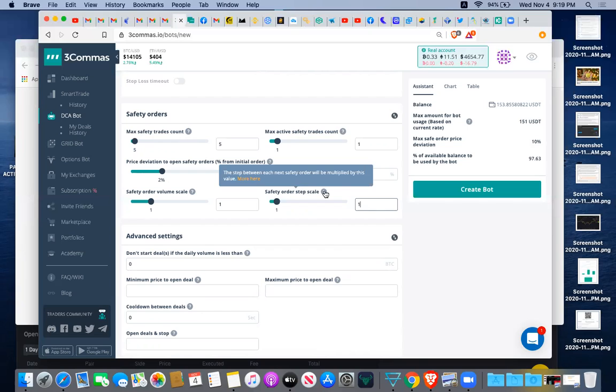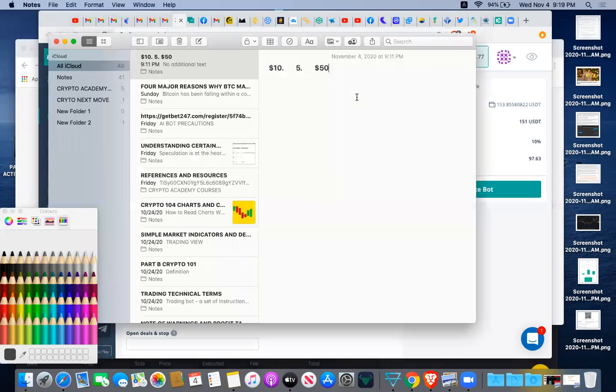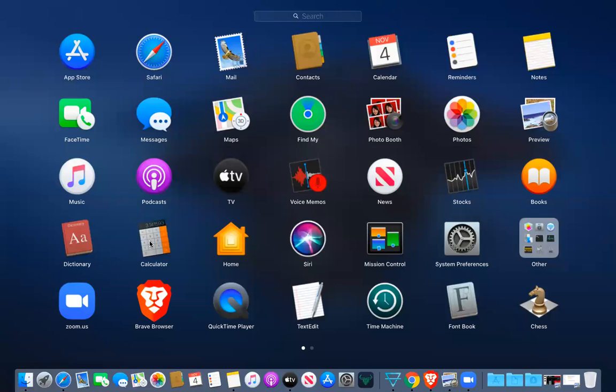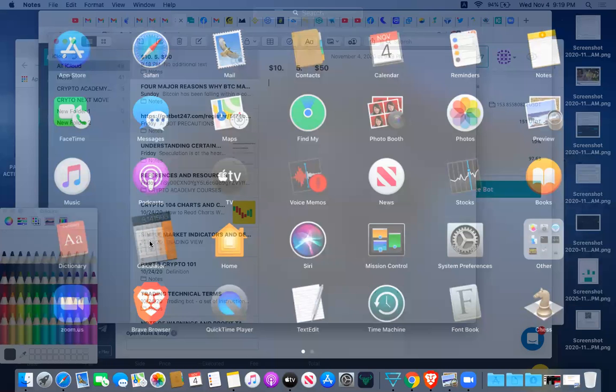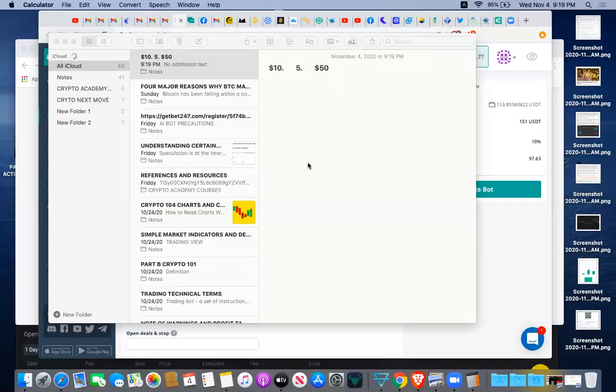Okay, now let me show you something very, very important here. Let's say the first order for Chainlink was bought for you at $50. You have said you should take 2% profit. Now, what's 2% of that Chainlink price? Let's check 2%.